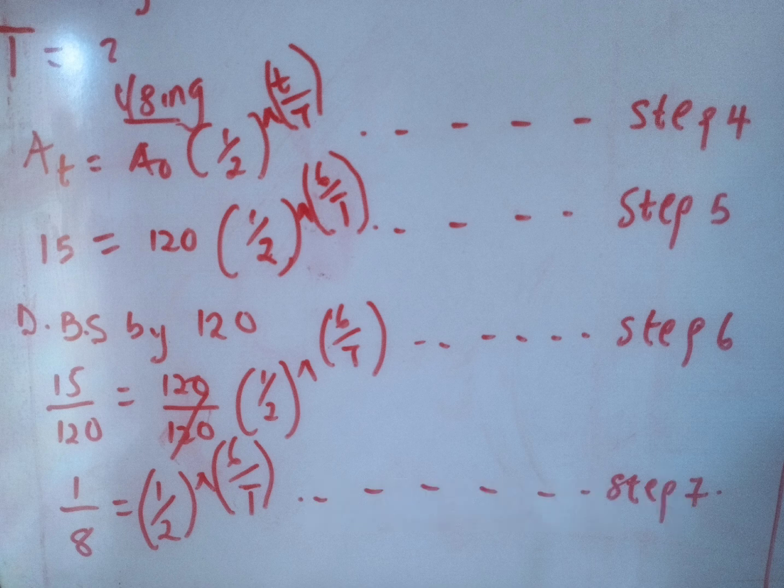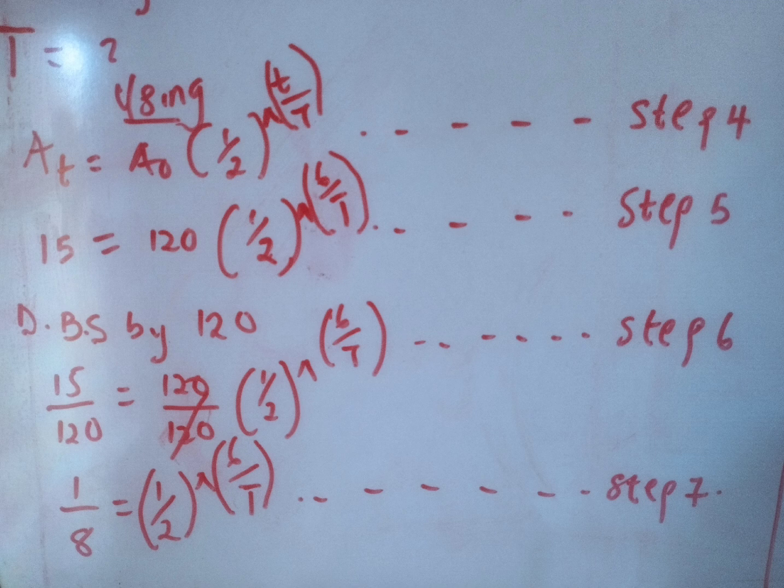We input the data, and we have 15 equals 120 times one half raised to the power of 6 over the half-life. Then we divide both sides by 120. That's step 6. 15 over 120 equals 120 over 120 times one half raised to the power of 6 over t.